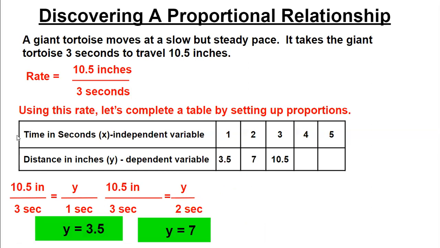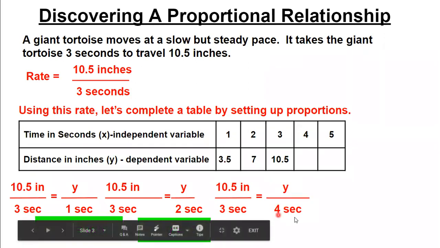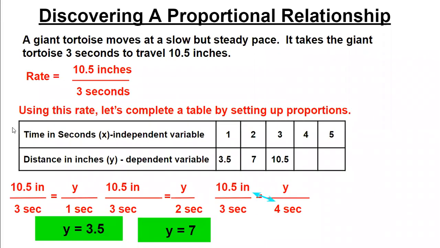And now we do the same for the 4 seconds. So we have our same rate, 10.5 over 3. This time we have, notice, a 4 right here on the bottom. So we cross multiply and then we divide by 3. That'll give us y equals 14 inches. Put that in. And then our final one, go ahead and pause the video and try that. See if you get the right answer, and then check your answer.